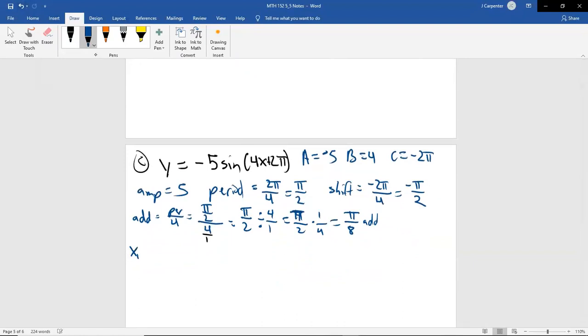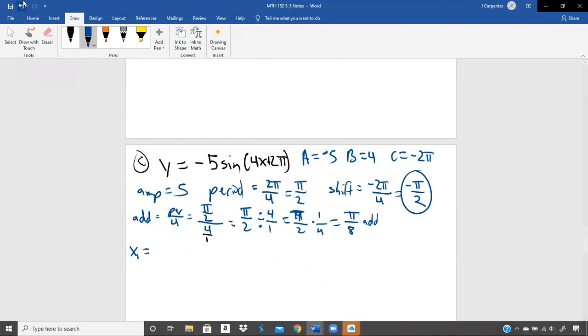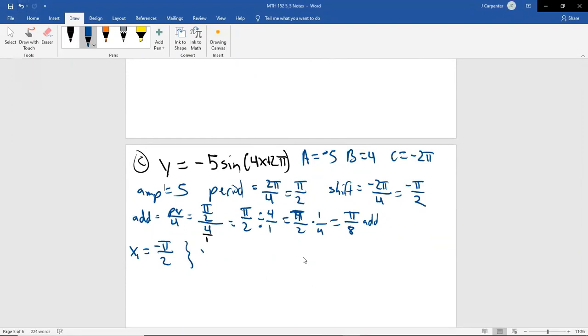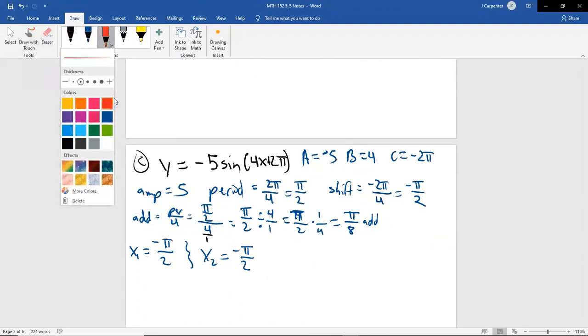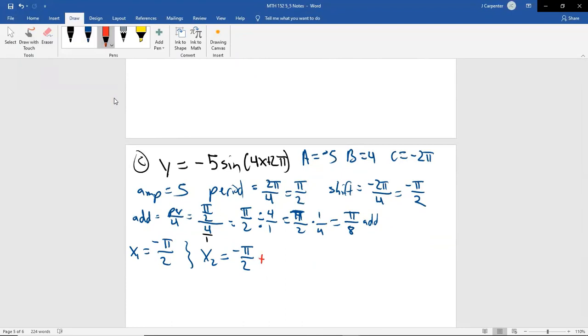So our first x coordinate is the shift factor. Our first x coordinate should be -pi over 2. Now just because this is negative doesn't mean we're going to subtract. That's definitely not true. We're adding the period divided by 4, which is pi over 8. So x2 would be that -pi over 2, and then we're going to add the adding value, pi over 8. We take the shift factor and add the adding value.